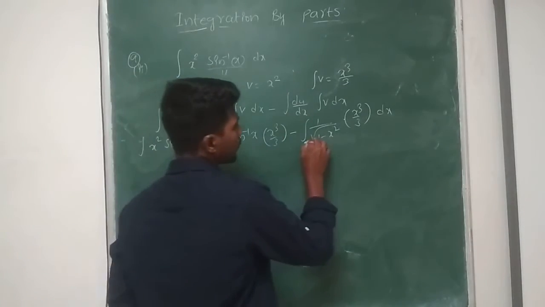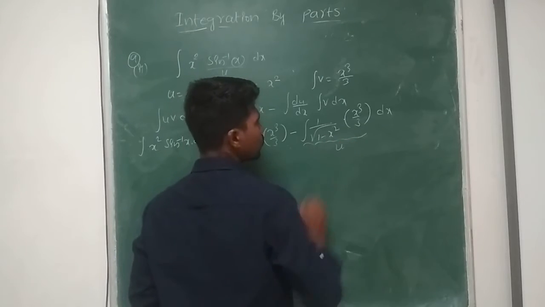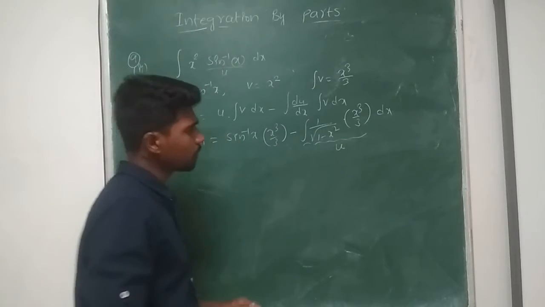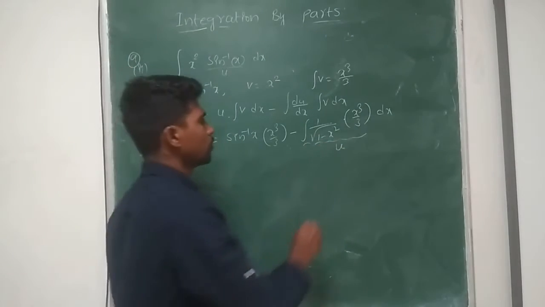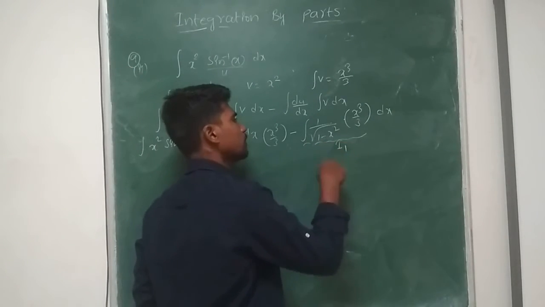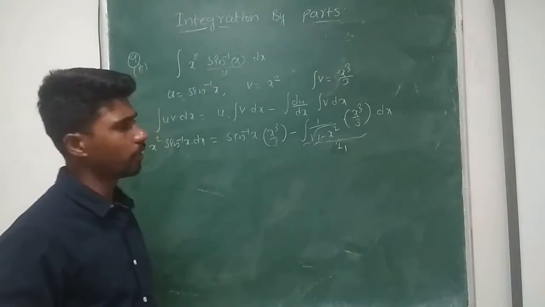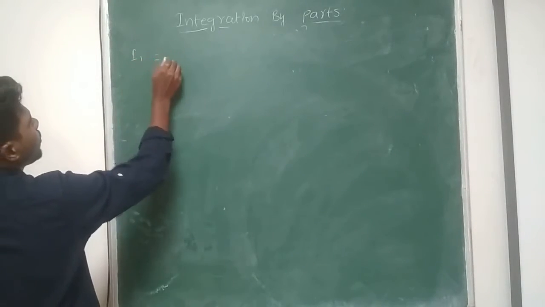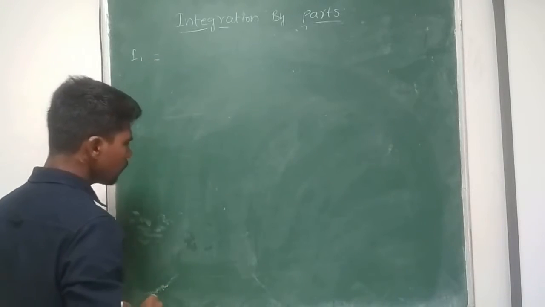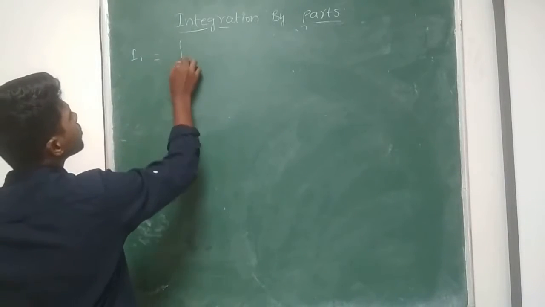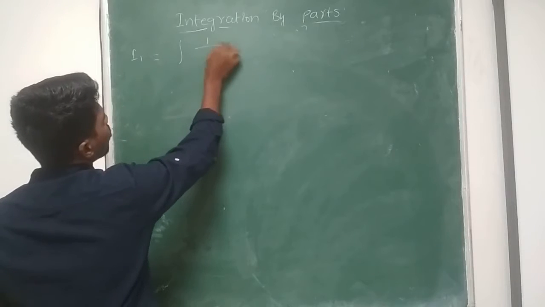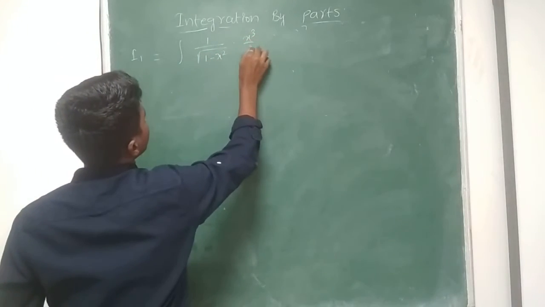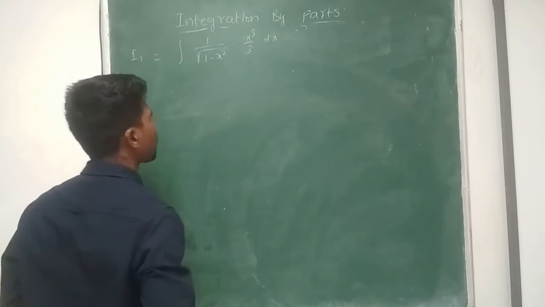So now I consider this particular thing as I1, and evaluate. I shall find out I1. So I1 is equal to integral of 1 by root over 1 minus x square into x cube by 3 dx.